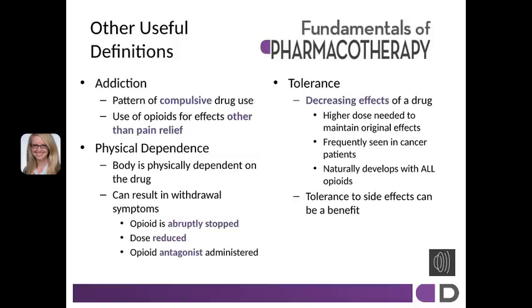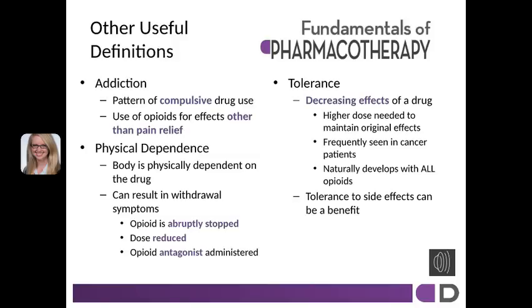This may be considered more of a psychological dependence where the person feels that they need the medication to function, even in the absence of pain. On the other hand, physical dependence is when the body becomes dependent on the drug. Without the drug, this can lead to withdrawal symptoms. This can happen if the opioid is abruptly stopped, if the dose is reduced, or if an opioid antagonist is administered.